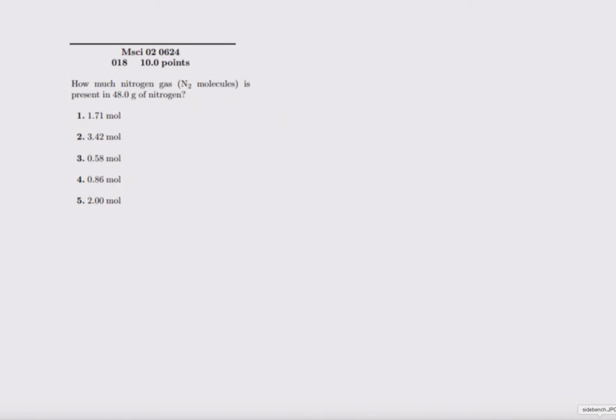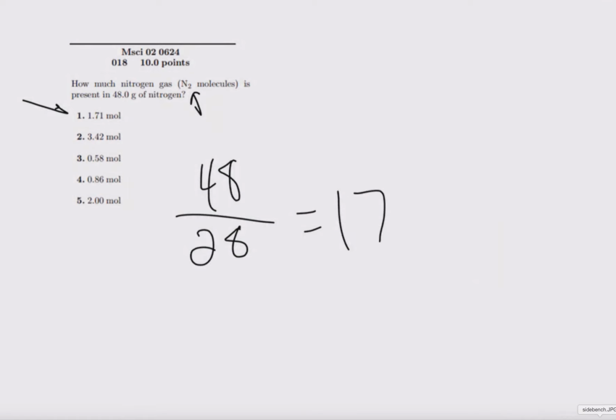How much nitrogen gas is there if we have 48 grams of nitrogen? Well, 48 grams, so we're just going from grams to moles here. 48 divided by the mass of N2, right? 2 nitrogens would have a mass of 28. So 48 divided by 28 equals 1.71 moles of nitrogen.